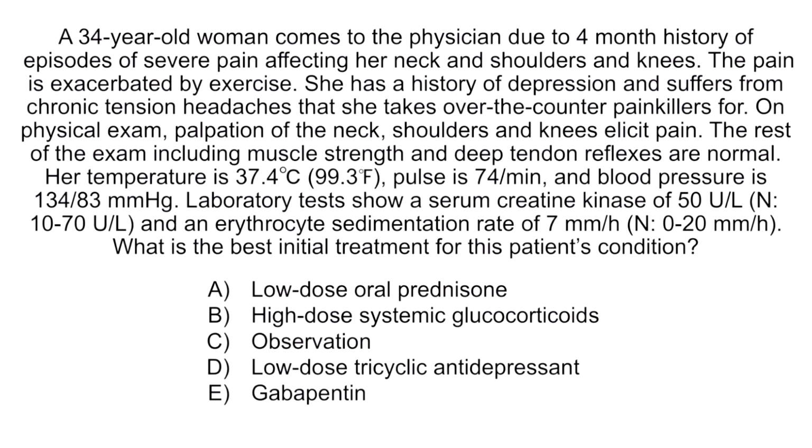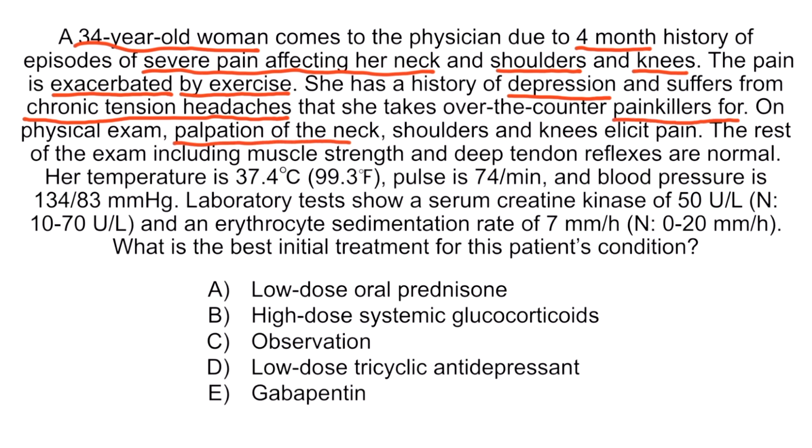Now let's do one board-style question to apply what you've learned. A 34-year-old woman comes to the physician due to a 4-month history of episodes of severe pain affecting her neck and shoulders and knees. The pain is exacerbated by exercise. She has a history of depression and suffers from chronic tension headaches that she takes over-the-counter painkillers for. On physical exam, palpation of the neck, shoulders, and knees elicit pain. The rest of the exam, including muscle strength and deep tendon reflexes, are normal. Her temperature is 37.4 degrees Celsius, pulse is 74 beats per minute, and blood pressure is 134 over 83 millimeters of mercury.